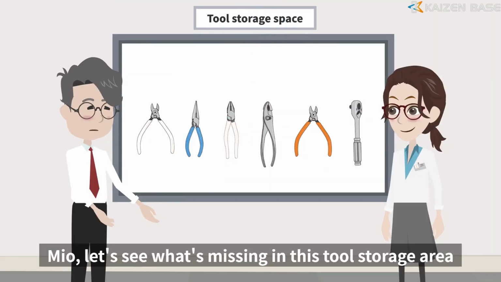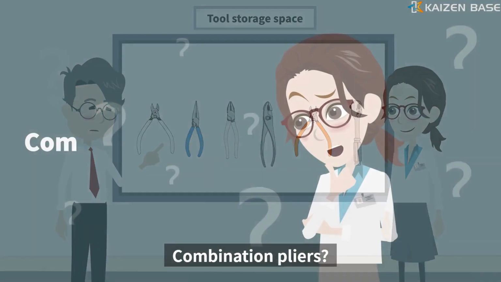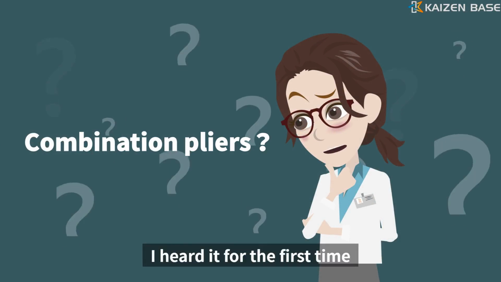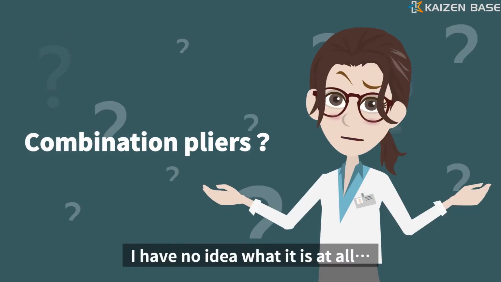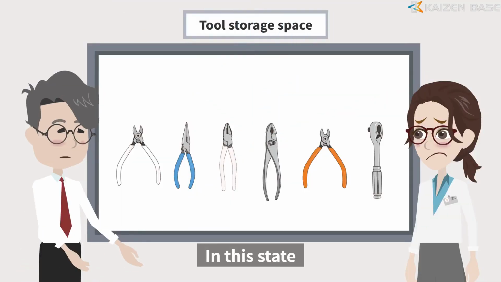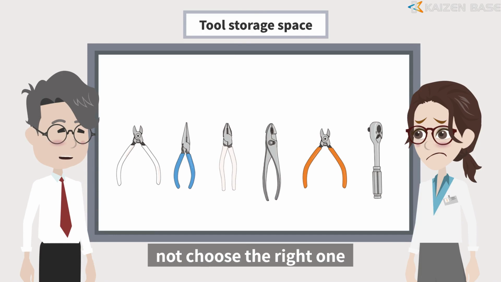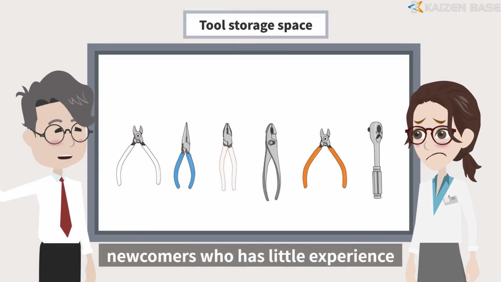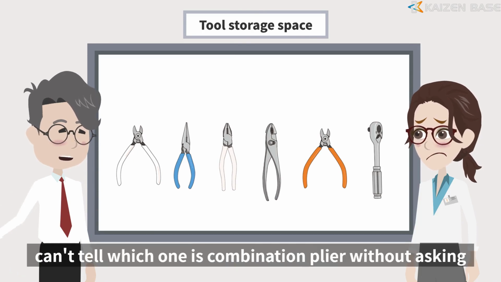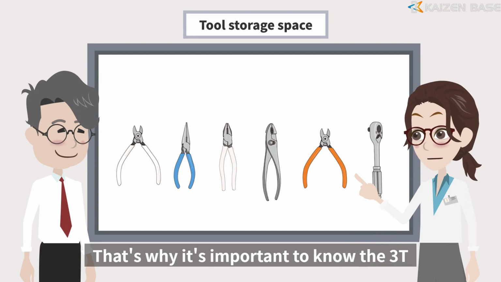Mio, let's see what's missing in this tool storage area. Please choose combination pliers from these tools. Combination pliers? I heard it for the first time. I have no idea what it is at all. Exactly. In this state, people who do not remember the names of all the tools cannot choose the right one. In other words, newcomers who have little experience can't tell which one is the combination pliers without asking. I see. That's why it's important to know the 3T.